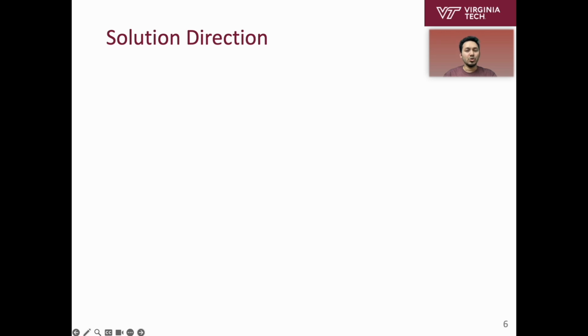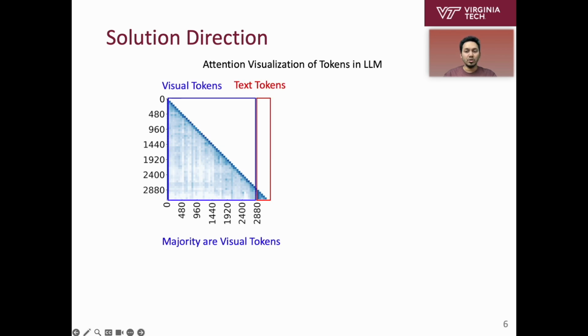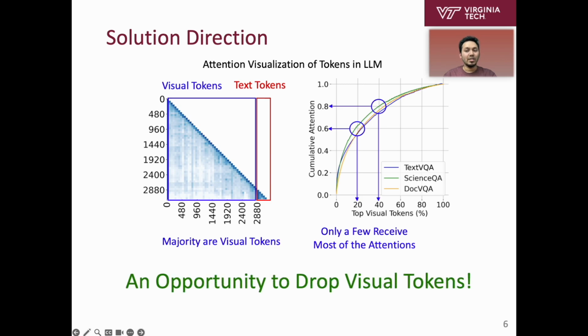One solution to this issue is to exploit the sparse nature of visual tokens, as seen in the attention visualization of tokens in the LLM. As we see in the attention map, the majority of the tokens are visual tokens compared to the text tokens. And the cumulative distribution of visual attention reveals that only a small subset of visual tokens receive the majority of the attention. As the figure shows, 20% of the tokens hold 60% of the attention and 40% hold 80% of the attention. This suggests that dropping tokens could effectively address the problem.